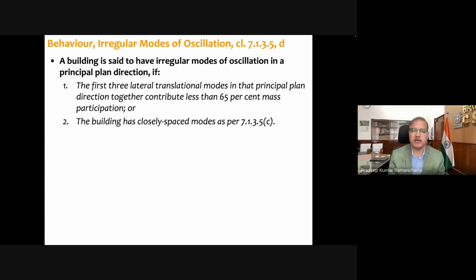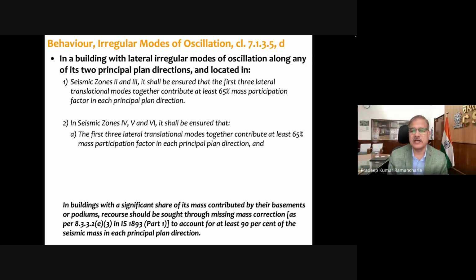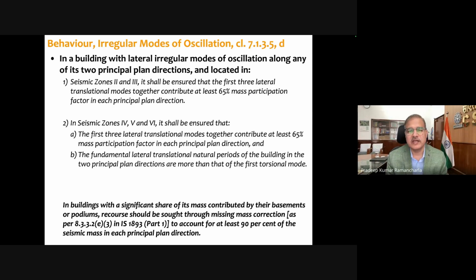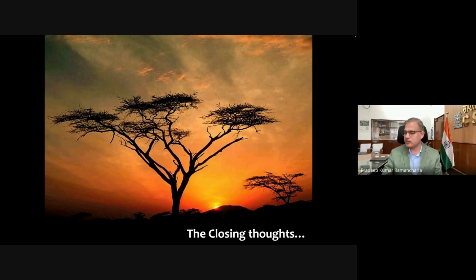And buildings with irregular modes of oscillation also have a similar definition. Here what it says is, if the first three modes contribute less than 65% of mass participation, then it falls in the category of irregular modes of oscillation. So in seismic zones 4, 5 and 6, it shall be ensured that the 65% mass contribution from the first three translational modes should fall within range. Otherwise we have to do the correction and make it fall in that range.